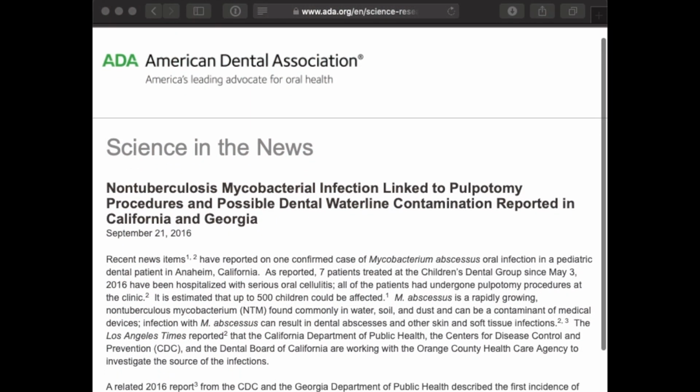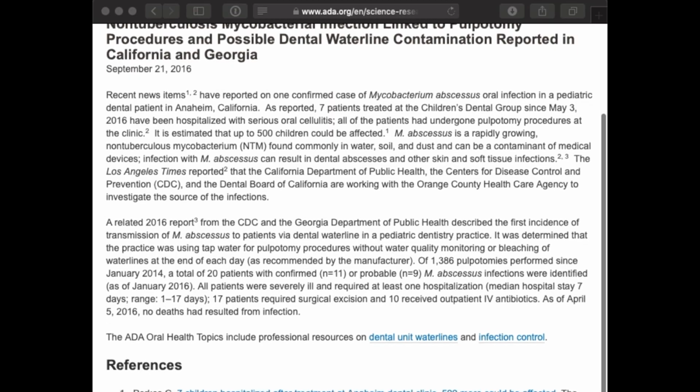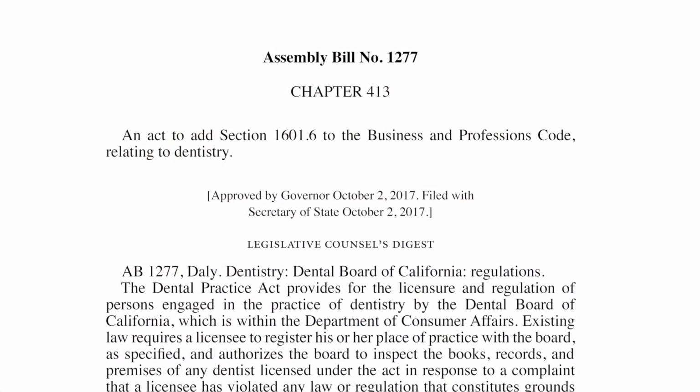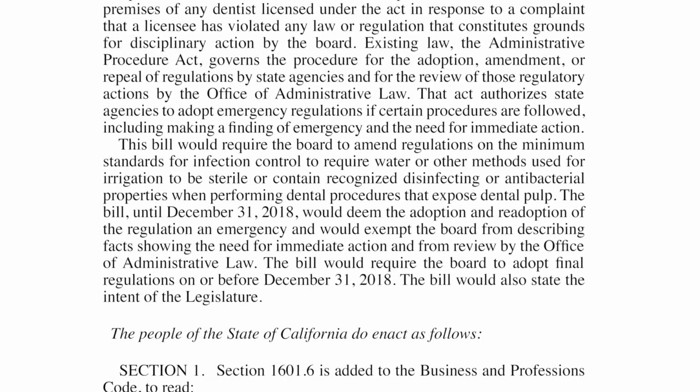There have been cases in Georgia and California where many children have become ill from exposure to unsafe dental water, prompted in large part due to the Anaheim mycobacterial outbreak. Assembly Bill 1277 was signed and now requires all California dentists to use water that contains recognized disinfecting or antibacterial properties or sterile irrigant when performing dental procedures that expose dental pulp.